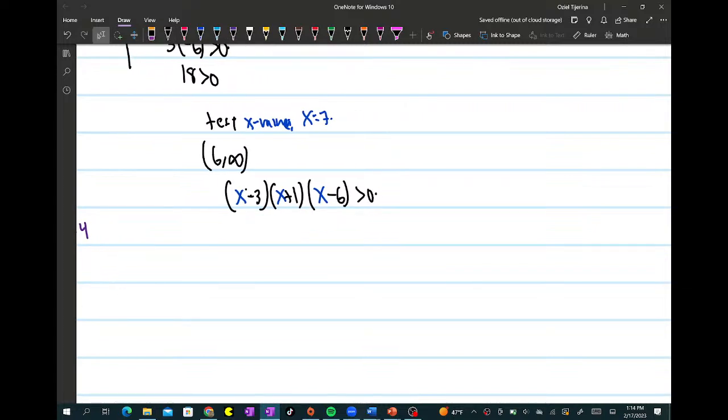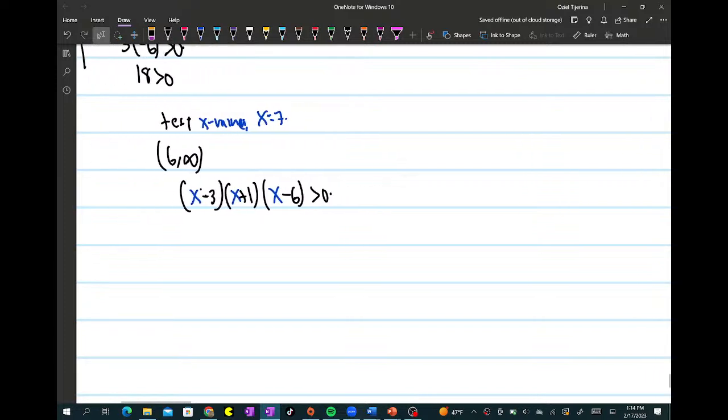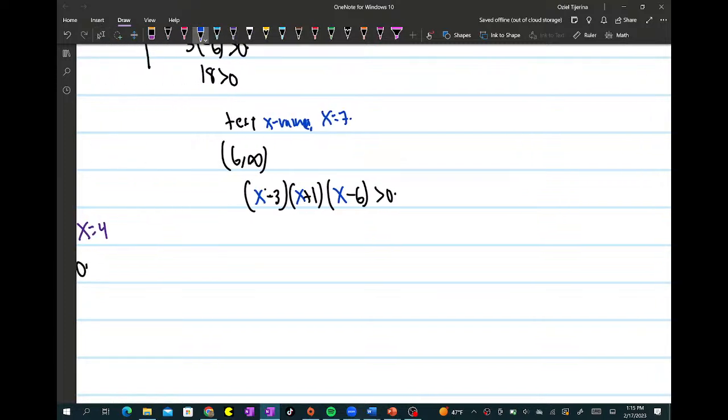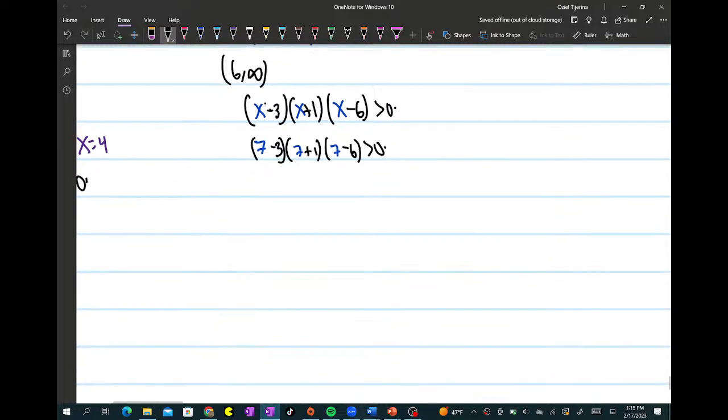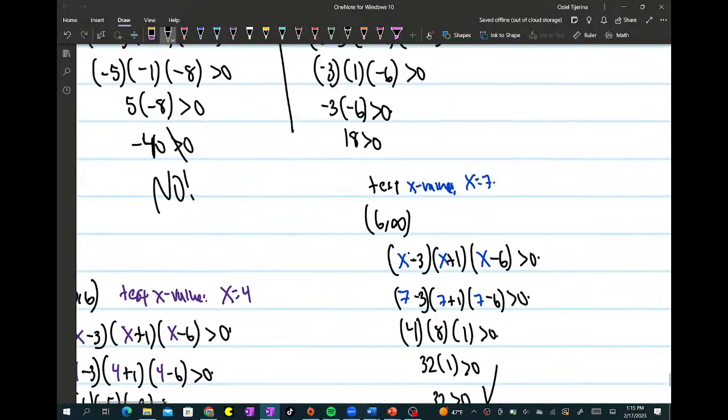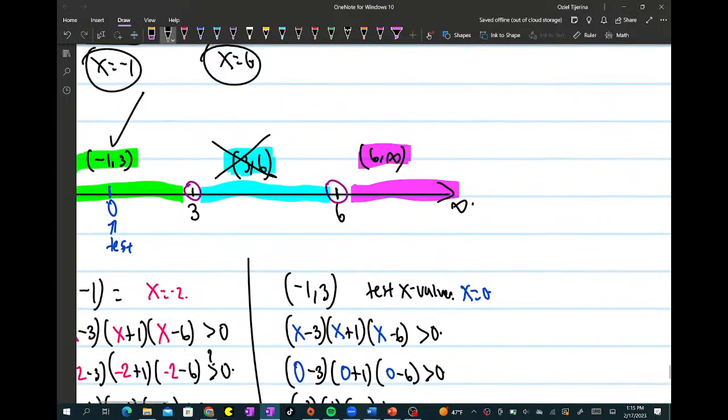And like I said, we would plug it in, so it'd be 7 minus 3 times 7 plus 1 times 7 minus 6 greater than 0. This is 4 times 8 times 1 greater than 0. It's 32 times 1 greater than 0. 32 is greater than 0. So that's true. So we know that this works.